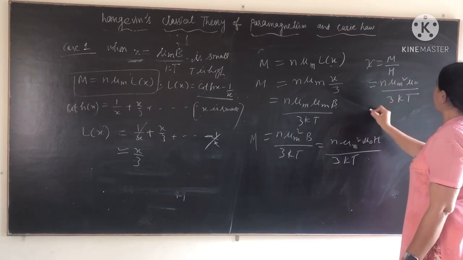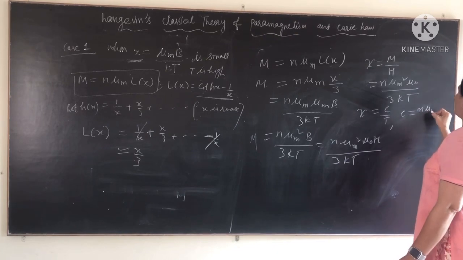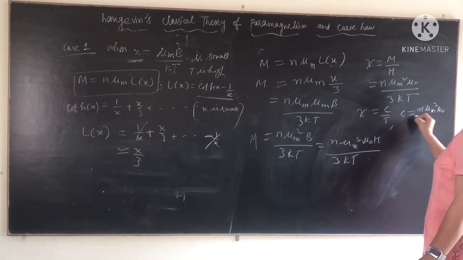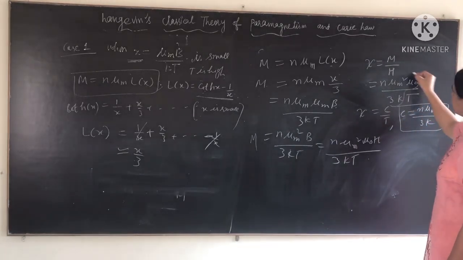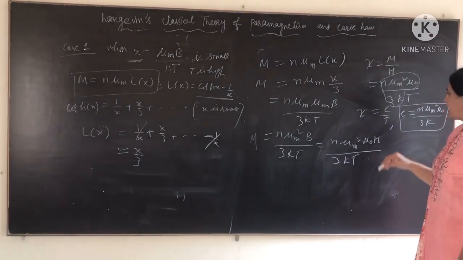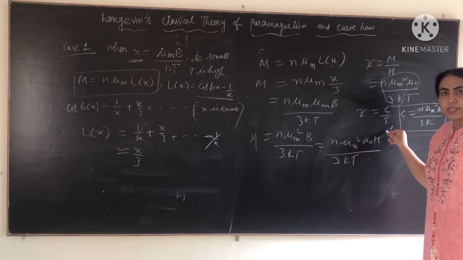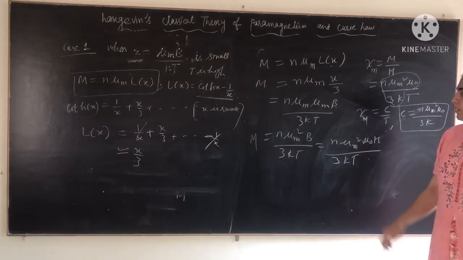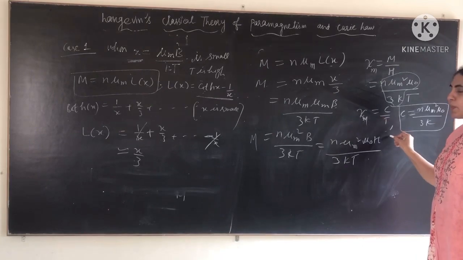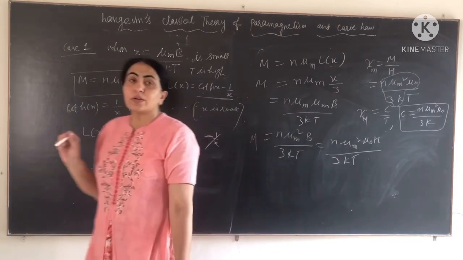So you can say this is equal to C by T, where C is equal to N mu m square mu naught upon 3k. This C is the Curie constant. And from this you can say that susceptibility is inversely proportional to temperature. This is Curie law for paramagnetism, and this is the value of magnetic susceptibility for paramagnetic material. So it is inversely proportional to temperature, where C is the constant called the Curie constant.